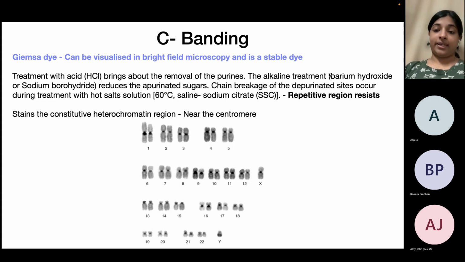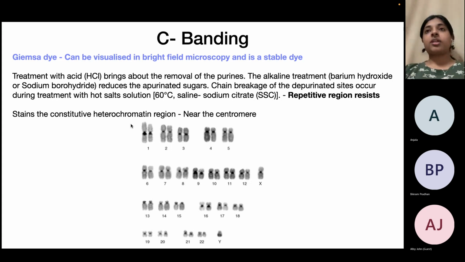This is followed by an alkaline treatment, barium hydroxide. This removes the apurinated sugars, and finally, treatment with hot salt solution will result in chain breakage in that region. However, if it is towards the center of the chromosome, which is the centromere, often known as the constitutive heterochromatin region, here there is a large amount of repetitive DNA, and this resists the chemical treatment because they're very highly condensed and very closely packed with each other.